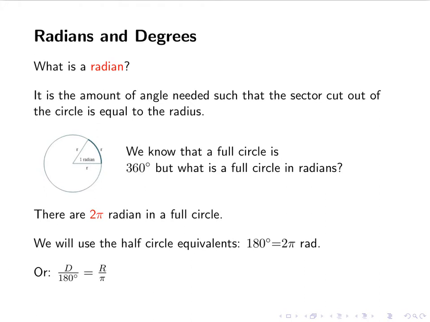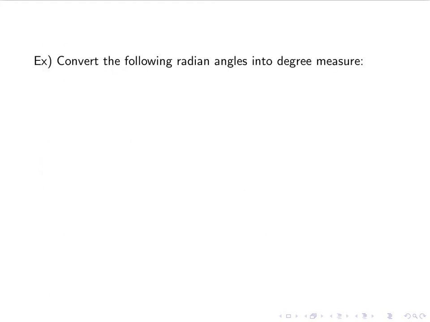Now notice both sides of the equation are pretty easy. If I want to solve for D, I'm going to multiply both sides by 180 degrees. If I want to solve for R, I'm going to multiply both sides by pi. So let's do some examples. Convert the following radian angles into degree measure.